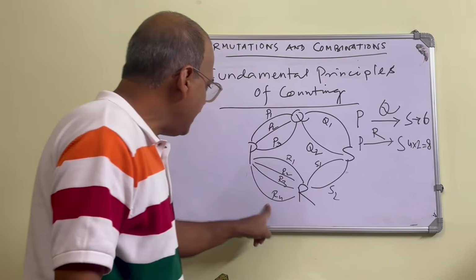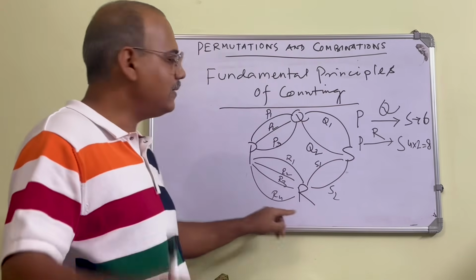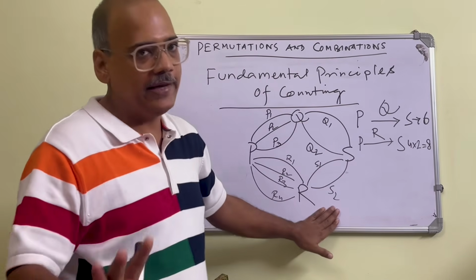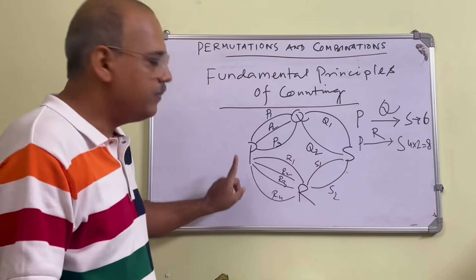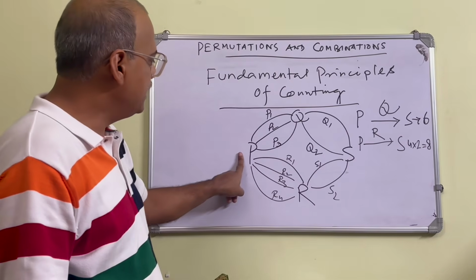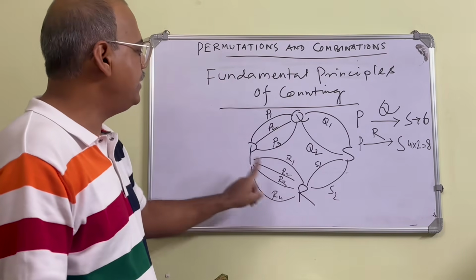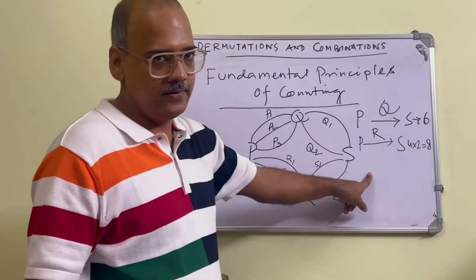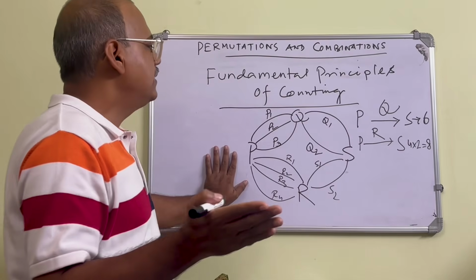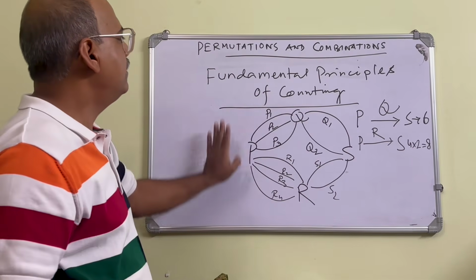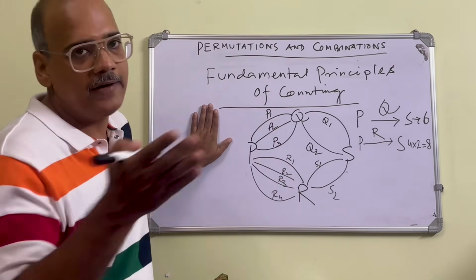Likewise, same here, if I travel from P to S via R, there are 4 times 2, 8 ways. Again, this is a problem of multiplication because it's an AND conjunction. If I need to travel P to S via R, it has to be P to R and R to S. Now how can you explain the fundamental principle of addition?